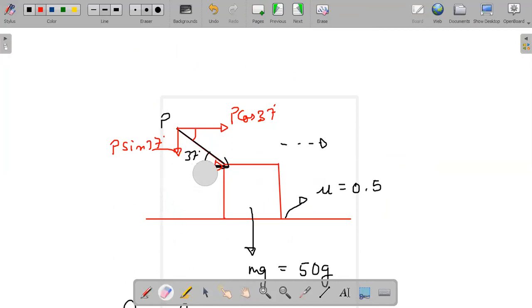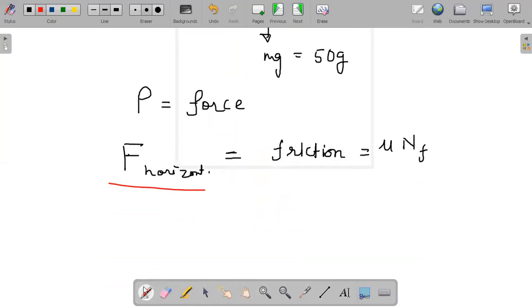P sin 37 is in the vertical direction, sorry. That is the normal force. P cos 37 is in the direction of motion. That is P cos 37. Okay.